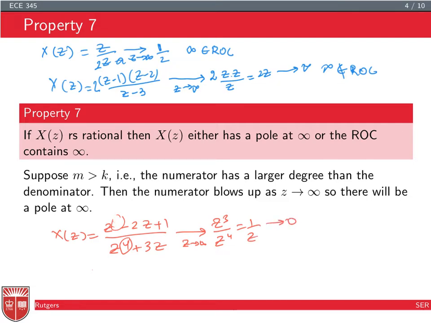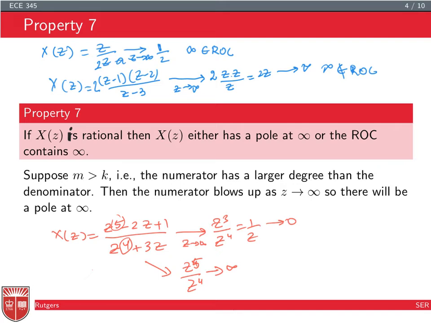Whereas if I had z^5, then this is going to converge to z^5 by z^4, which goes to infinity. So this is the second case where infinity is not in the ROC. So infinity is a pole. So this is basically what this property says: if X(z) is rational, then X(z) either has a pole at infinity or the ROC contains infinity, and it's easy to check.